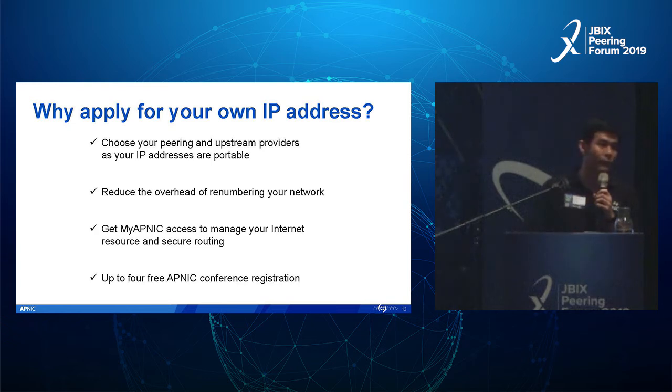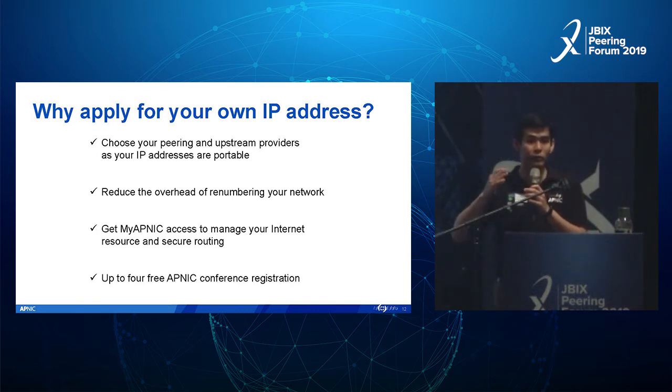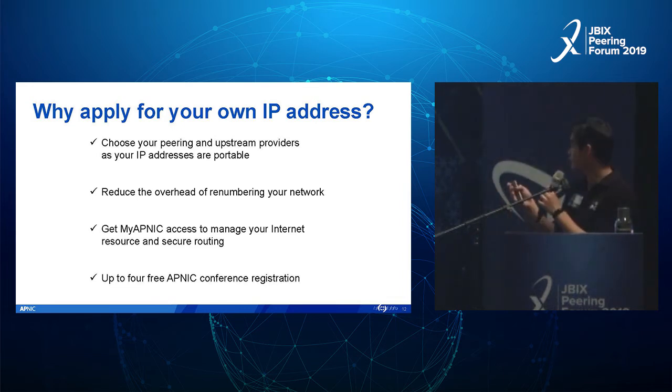So many of you are still wondering, why do you need to apply for IP address for your own network? So here are some benefits that I would like to highlight. Imagine if you have a portable IP address from APNIC, you can choose your peering or upstream providers, as your IP address is portable, meaning that if you wish to change your service provider in the future, you carry the same set of IP address and connect to the service provider of your choice. So that actually reduces the overhead of renumbering your network.